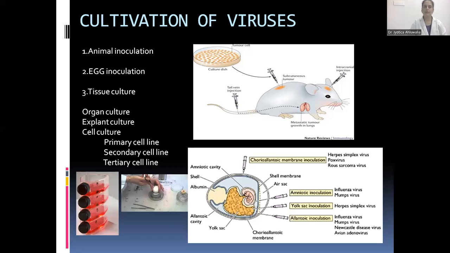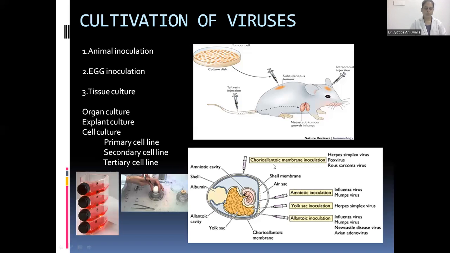The animals can be made available from Haffkine Institute, Mumbai, Virus Research Center, Pune, Indian Cancer Research Center, Mumbai, and from Haryana, that is the Hisar Agriculture University. For egg inoculation, either the chick embryo or the duck egg can be used. This is the method of how the egg inoculation is done, and these are the different parts of the egg.